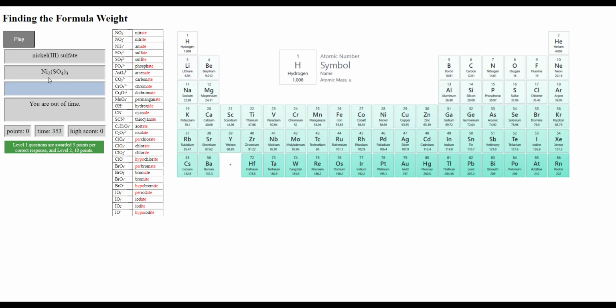You'd add up the weight of 2 nickels. You'd look over here and say, all right, nickel weighs 58.69. I have to multiply that by 2. How many sulfurs do I have? Well, the brackets here show 3 of the sulfates. That means 3 sulfurs. You'd add another 3 times 32.06 because that's the mass of sulfur. And then the oxygens, there are 4 oxygens per sulfate group with 3 sulfates, so that's 12 oxygens. 12 times 16, and you'd add that all up and place your answer in the box.